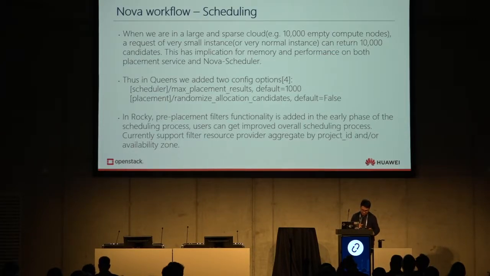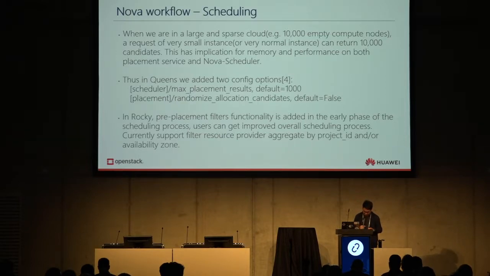So in order to solve this, two config options were added in Queens. The first one, under the scheduler section, is max_placement_results. It simply adds a limit to the placement call by the scheduler. Another one, under the placement section, is the randomize_allocation_candidates config option, which is false by default. Why do we add this one? If you are limiting your results, you might end up always getting the first 1,000 records by default sort, and this is problematic. So we would like to return a randomized response using this config option.